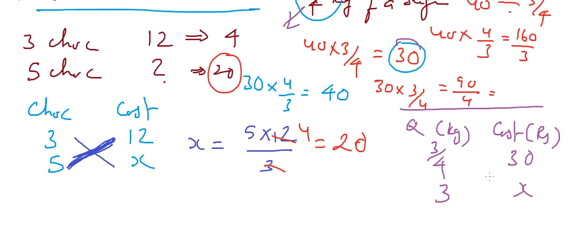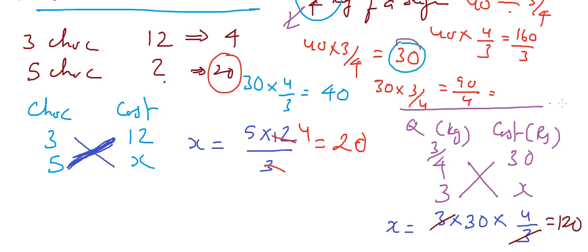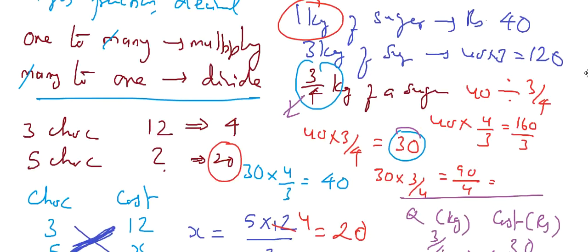So here also, if the quantity in kg is more, the cost will be more. So direct variation. So the cost of 3 kgs of sugar, which is represented by x, is, where both the ends are there, that's the numerator, 3 into 30, divided by 3 by 4. Dividing by 3 by 4 is the same as multiplying by 4 by 3, multiplying by the reciprocal. So now 3 and 3 get cancelled, 30 into 4, 120. So the cost of 3 kg of sugar is 120 rupees. See, you get this.